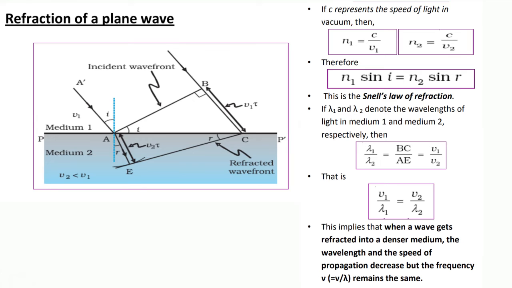If lambda 1 and lambda 2 denote the wavelengths of light in medium 1 and medium 2 respectively, then lambda 1 divided by lambda 2 is equal to BC divided by AE, that is equal to V1 by V2. That is, V1 by lambda 1 is equal to V2 by lambda 2. This implies that when a wave gets refracted into a denser medium, the wavelength and the speed of propagation decrease, but the frequency remains the same.